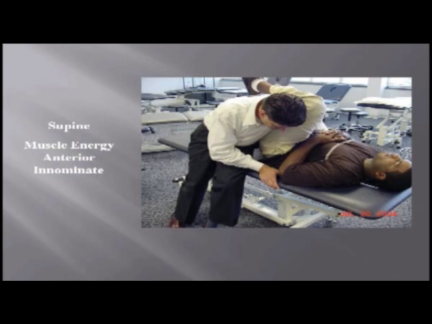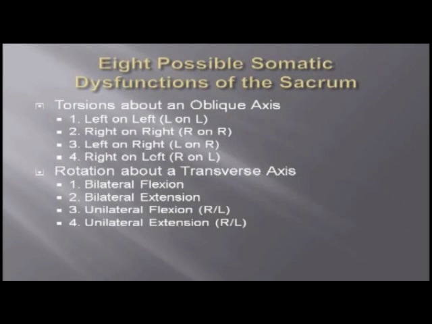So we can do supine muscle energy for the innominate. As you'll see in this picture, it's pretty straightforward. The innominate's rotated back, we rotate it. It's rotated forward, we rotate it back, and then we have the patient push to bring it back anterior. So remember, the patient's going to be doing what they can do. And then a posterior we'll run through in just a minute.